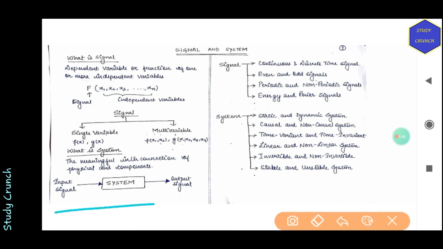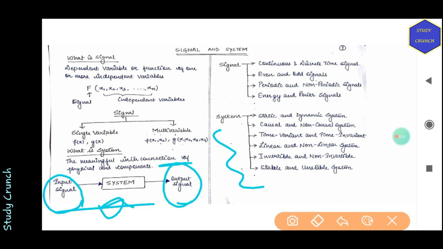Now, what is a system? A system is a meaningful interconnection of physical components. Suppose we have an input signal, we give it to a system, we apply any of these following operations and then we get a meaningful output from that signal. So this is known as a system. So a system is basically a meaningful interconnection, whereas a signal is a dependent variable or a function which is dependent on independent variables.